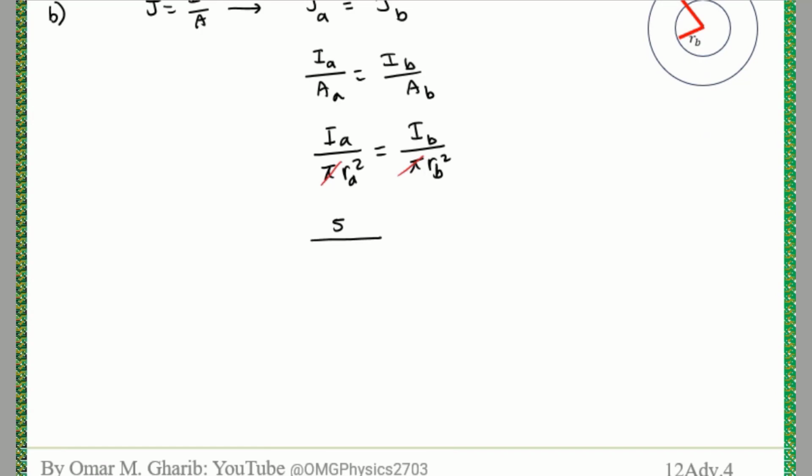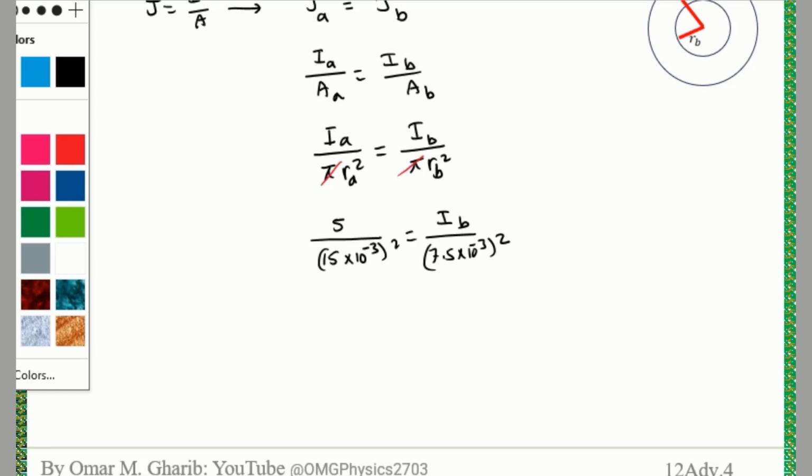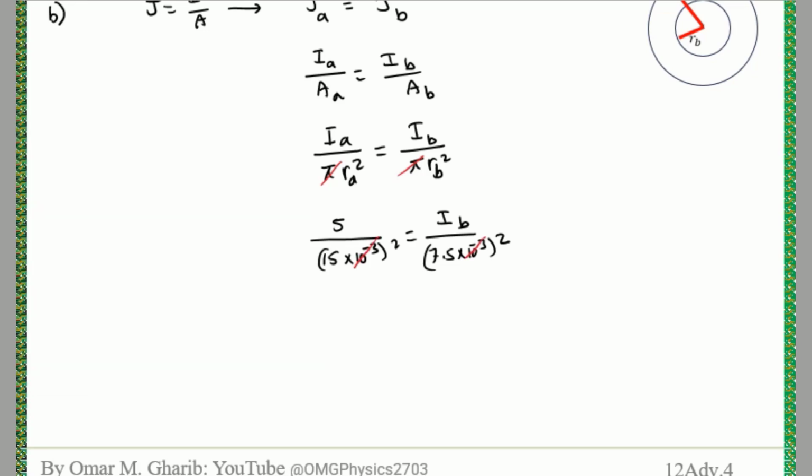So here we have 15 millimeters squared equals I across B, 7.5 times 10 to the minus 3 squared. Again, we can cancel the powers, and we are left with IB equals 5 over 15 squared times 7.5 squared. And this yields 1.25 amperes.